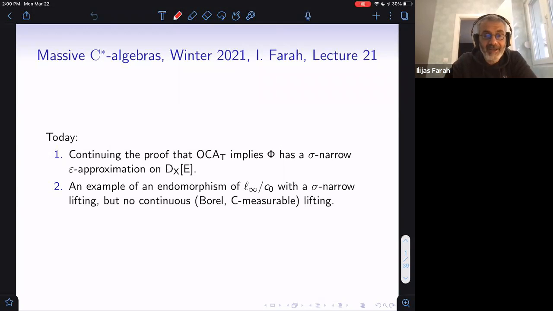Okay, so we are getting very near the end. The proof that OCA implies all automorphisms of the Calkin algebra inner is almost over. We are getting there, and we have just a few classes left.